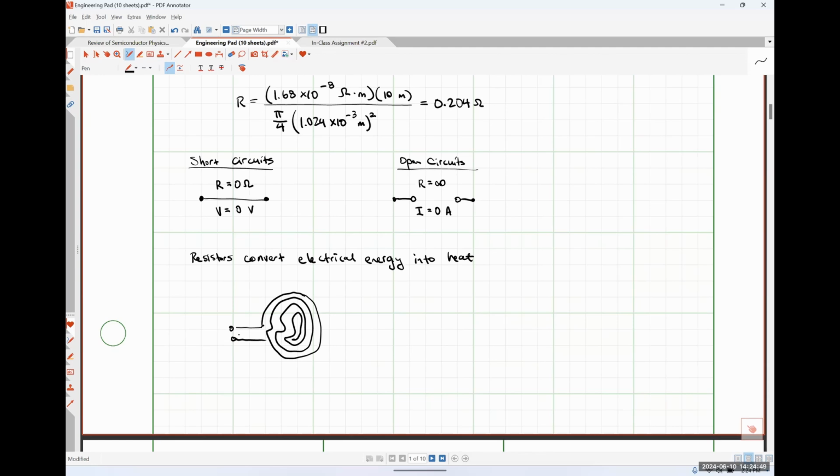Now, what do we as engineers use them for? It's usually to limit currents, right? So you guys, this is going to be kind of a side thing.